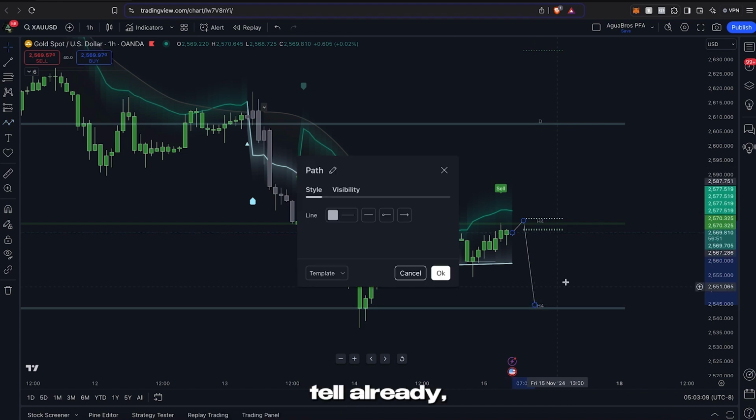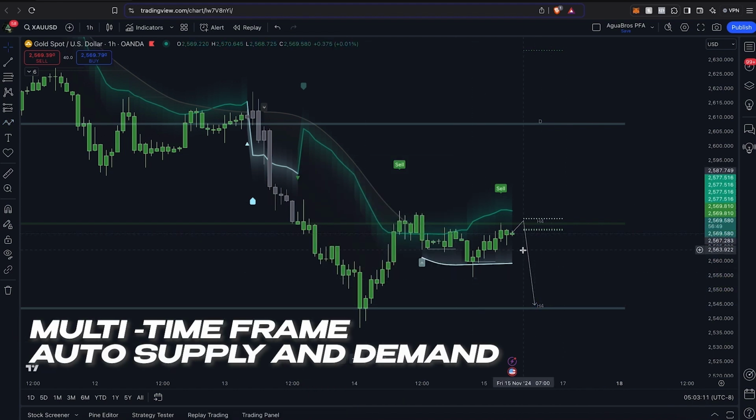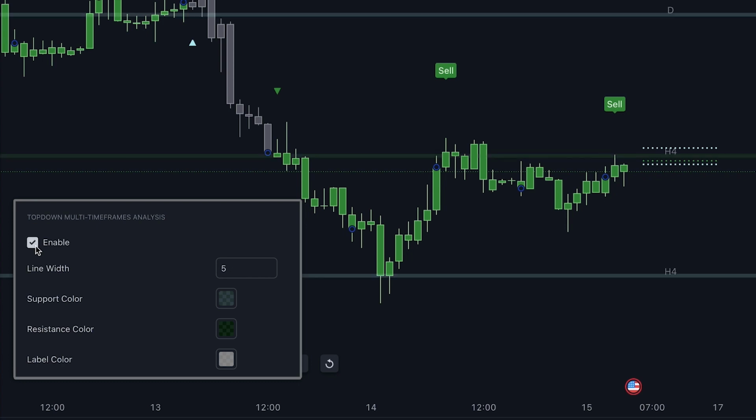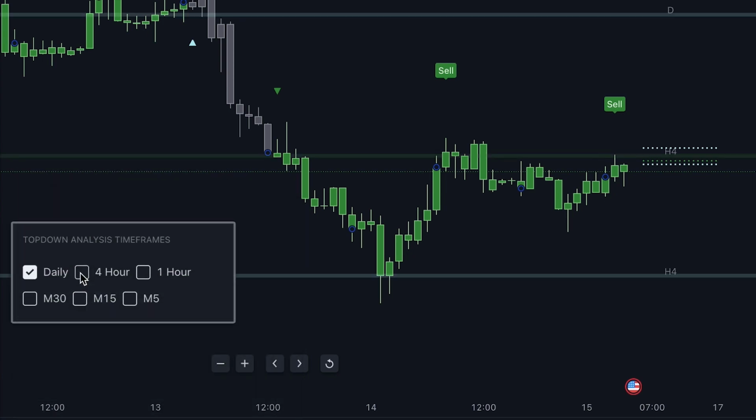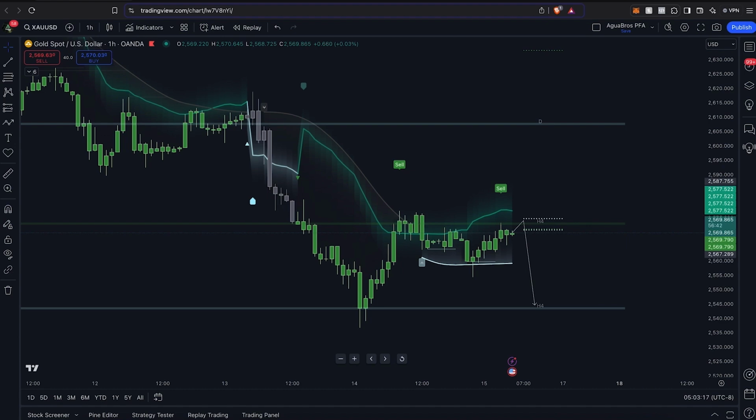And if you haven't been able to tell already, these are auto support and resistance lines that are multi-time frame analysis within the indicator settings of Prop Firm Algo. I'm basically viewing the 4 hour and the daily support and resistance while trading on the 1 hour time frame. Before I continue to explain this, let's take a couple screenshots and break it down even further within the private chats of Prop Firm Algo in real time.